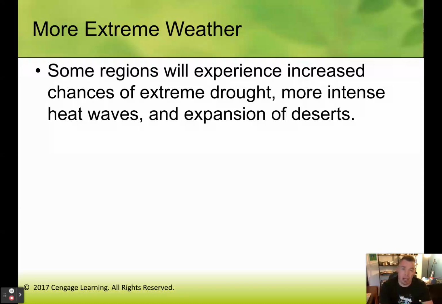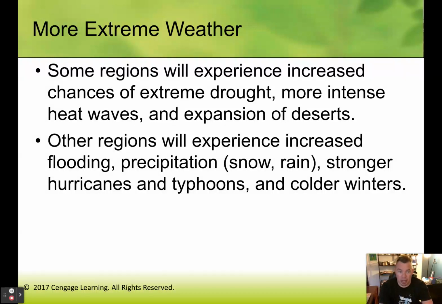Okay. Some regions are going to experience increased chances of extreme drought. Okay. Basically, again, the regular stuff is going to become more extreme. So the deserts are going to start to expand outwards because there's less rain at certain times. Okay. Other areas, more precipitation, stronger hurricanes. Okay. Warm ocean, like a warm Atlantic Ocean, makes the hurricanes that hit the East Coast. Warm water is basically the fuel for that stuff.